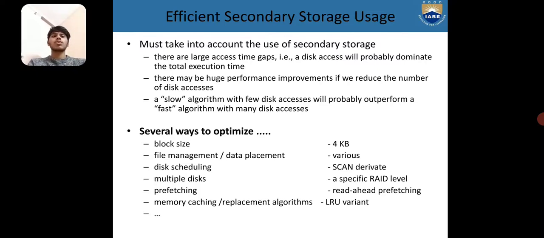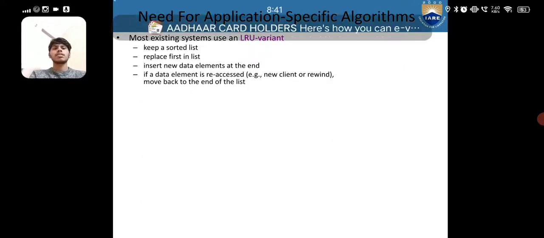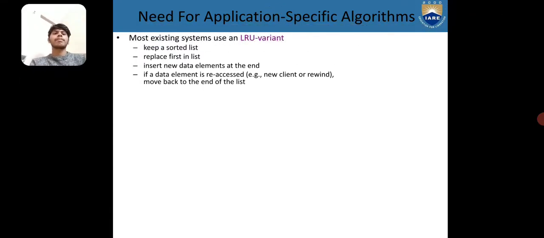So there are several ways to optimize: block size, 4 KB, file management, data placement, various disk scheduling, SCAN, and multiple disks, a specific RAID level. Prefetching means read-ahead prefetching, memory caching, replacement algorithms. So there is a need for application specific algorithms.